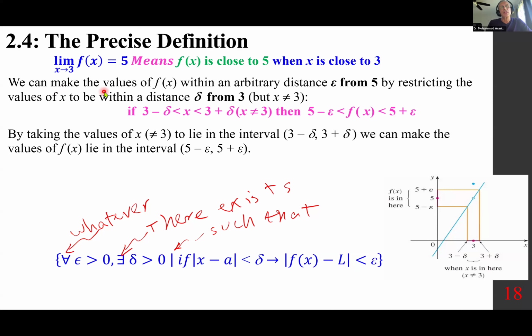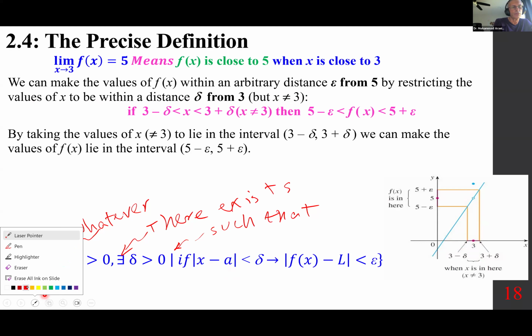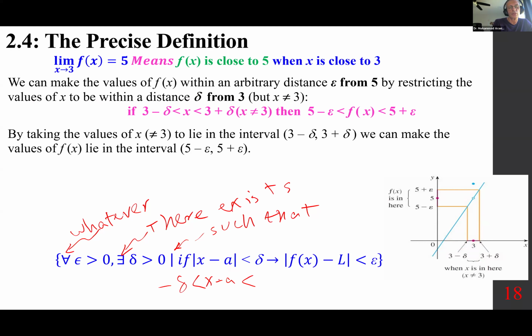Now, we can make the values of f of x within an arbitrary distance epsilon, again a very small number, from 5, by restricting the values of x to be within distance delta from 3, but x is not equal to 3. So we are close to 3, either from the left or right, and again, delta is a very small number. If you look at this absolute value, x minus a, reminding you, that means x minus a is between negative and positive delta.